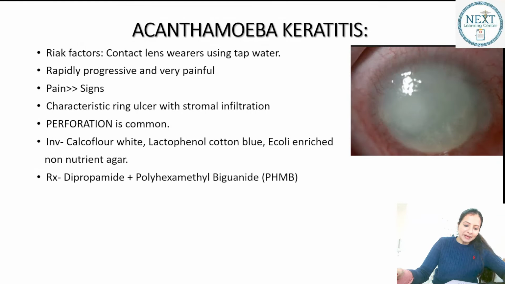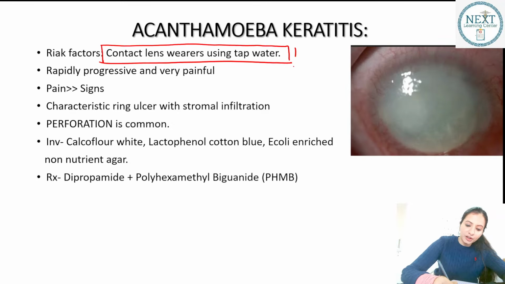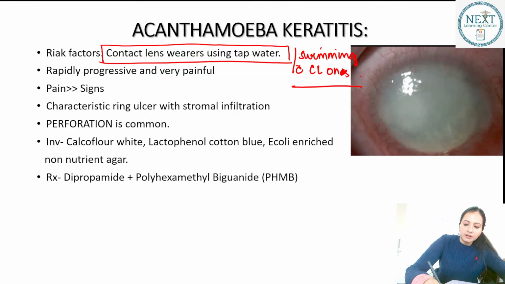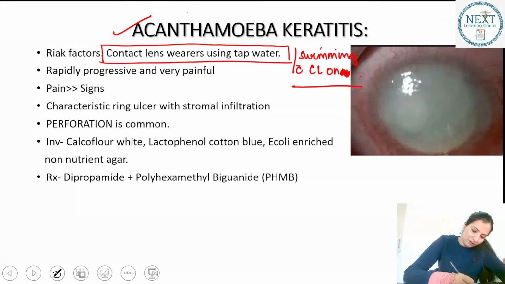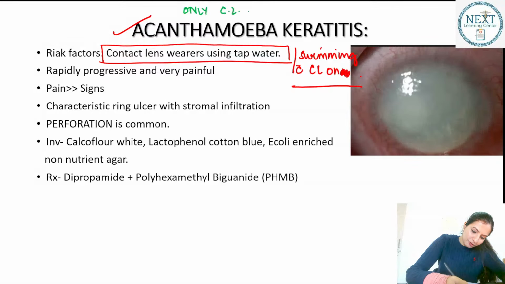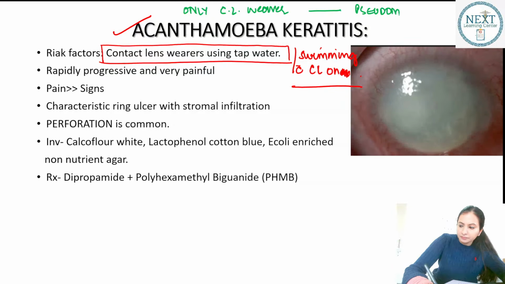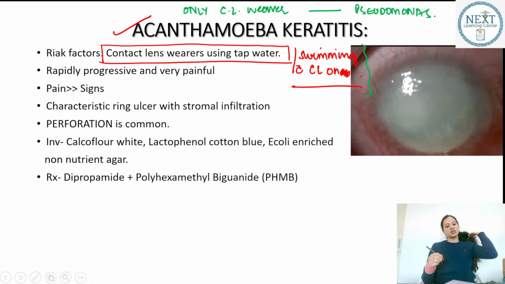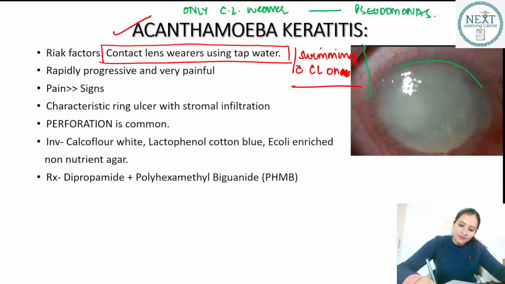Then is acanthamoeba keratitis. Whenever in a question you are given a contact lens user using tap water or swimming with the contact lenses on, that means they are talking about acanthamoeba keratitis. But in a question, if you are given only a contact lens wearer develops an ulcer, then your answer will change to Pseudomonas. But a contact lens wearer using tap water or swimming with the contact lenses on, your answer changes to acanthamoeba keratitis. So you have this ring shaped ulcer.